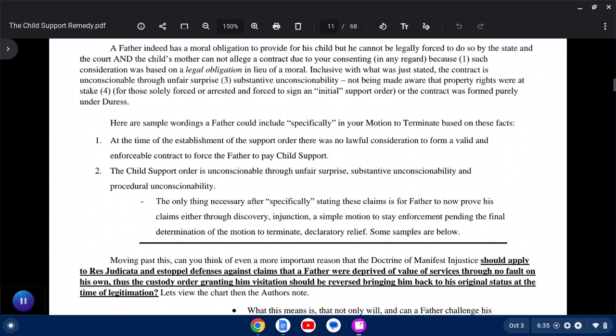A father indeed has a moral obligation to provide for his child, but he cannot be legally forced to do so by the state and the court. And the child's mother cannot allege a contract due to your consenting in any regard, because one such consideration was based on a legal obligation in lieu of a moral one.